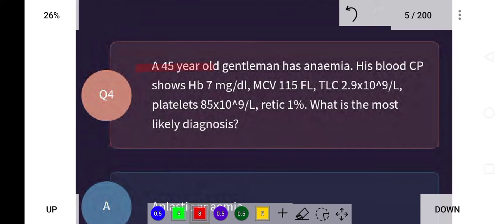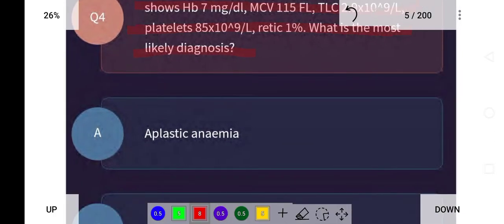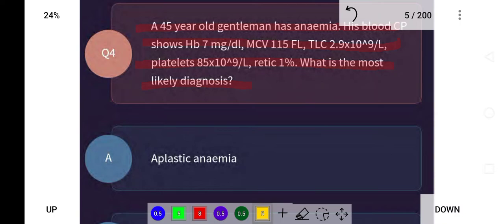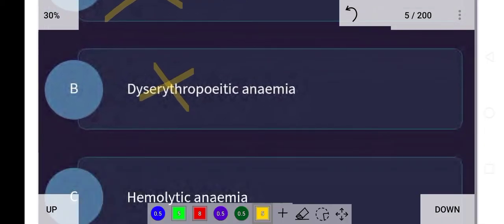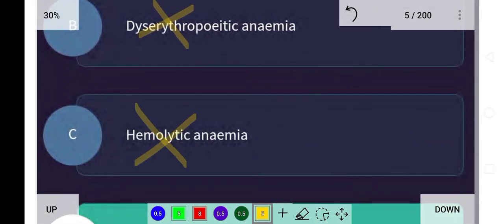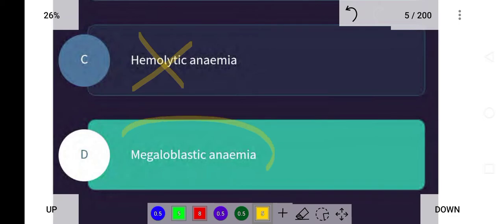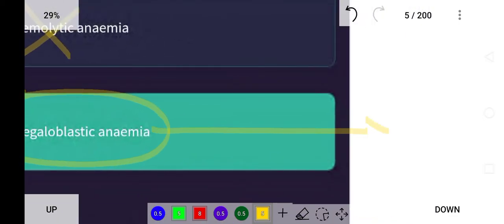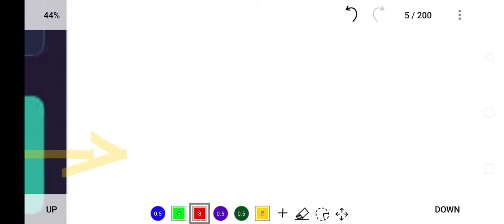Another question is, a 45-year-old gentleman has anemia. Blood CP shows hemoglobin is 7, MCV is 115 femtoliter, TLC is 2.9 into 10 power 9, platelets is 85, and reticulocyte 1%. What will be the most likely diagnosis? Most likely diagnosis can be concluded from MCV. Aplastic anemia cannot be there. Dyserythropoietic anemia is not there, and hemolytic anemia will not be there. Megaloblastic anemia will be there, because in megaloblastic anemia MCV will be changed.